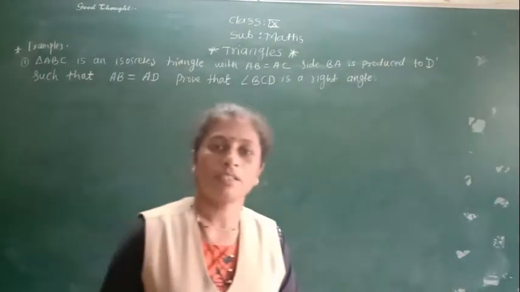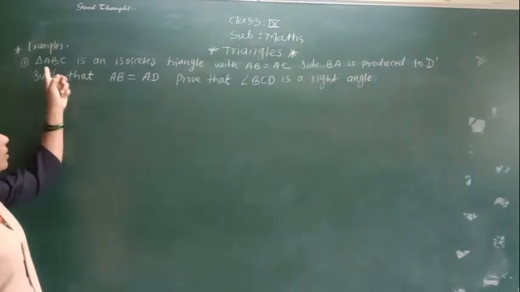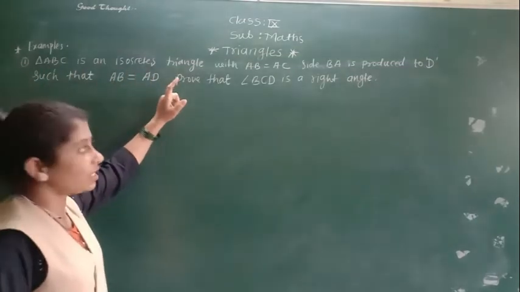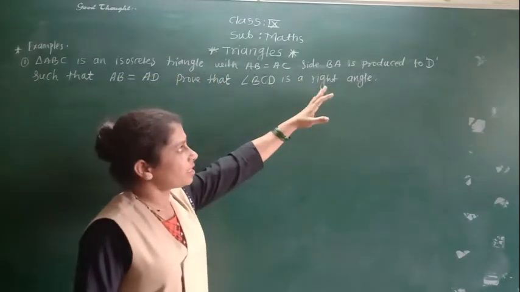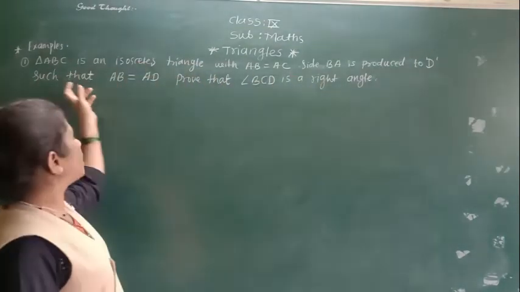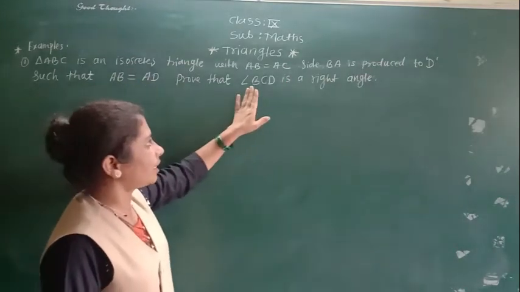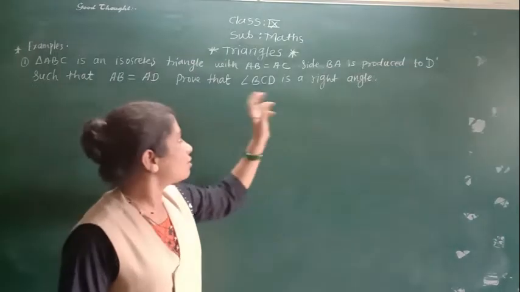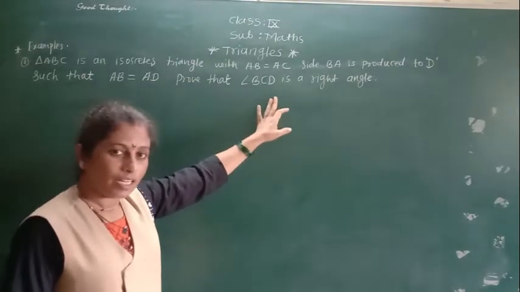Good morning students. Today we are going to see some examples. The first example: triangle ABC is an isosceles triangle with AB equals AC. Side AB is produced to point D such that AB equals AD. So we have to prove that angle BCD is a right angle. Angle BCD is a right angle means what? We have to prove that angle BCD equals 90 degrees, right?